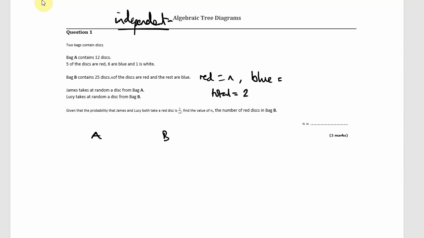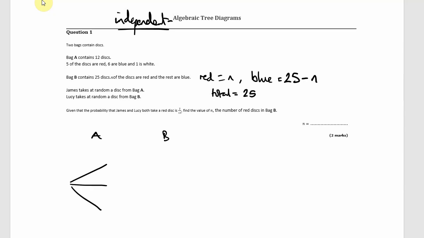The total is 25. So if n of them are red, and 25 in total, well there must be 25 minus n lots of blue ones. The total take away how many red ones there are. That's what's left, so that makes them blue. And if you add them 2 together, you're going to get 25, so that's how you know it's kind of on the right lines.